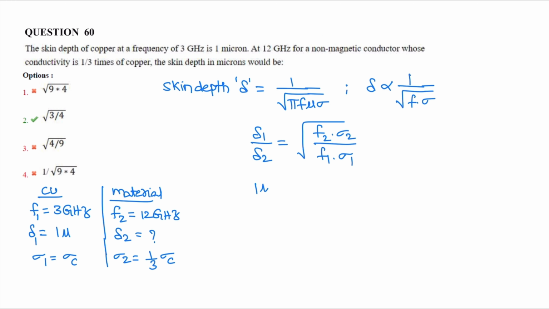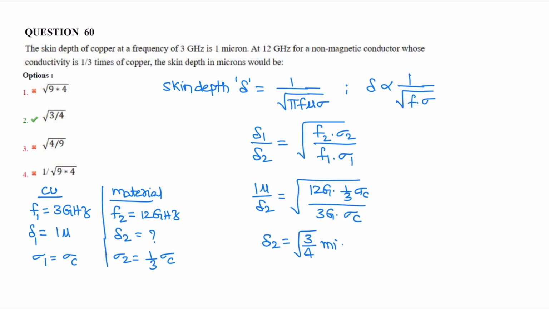Delta 1 is 1 micron, delta 2, f2 is 12 gigahertz and its conductivity is 1 by 3 times the conductivity of copper, f1 is 3 gigahertz and conductivity is sigma c. Now delta 2, the skin depth in the given non-magnetic conductor, is square root of 3 by 4 microns. So the correct option is square root of 3 by 4.